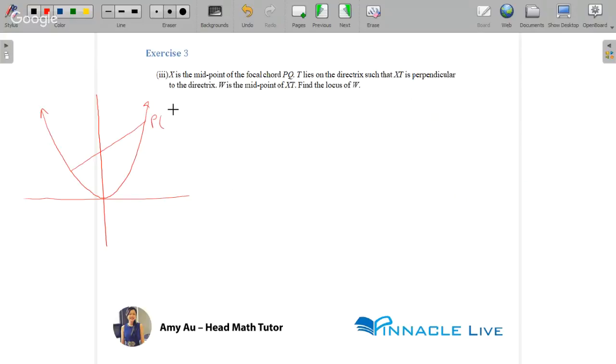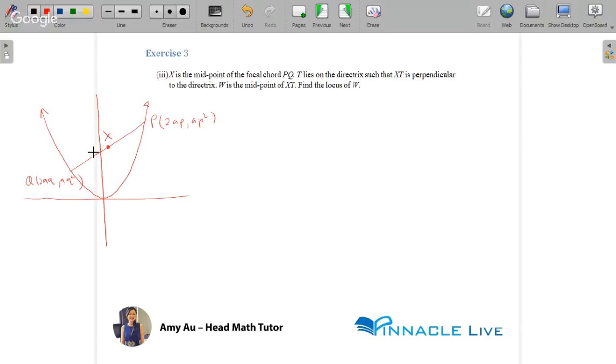All right, so we've got X. Sorry, let's start with P. So P is (2ap, ap²). Q is (2aq, aq²). Okay, so let's read this carefully. X is the midpoint of the focal chord PQ.